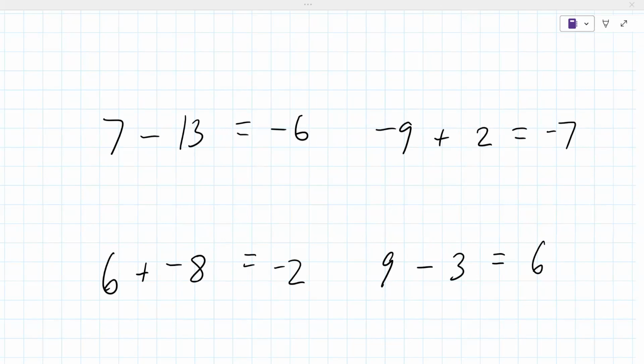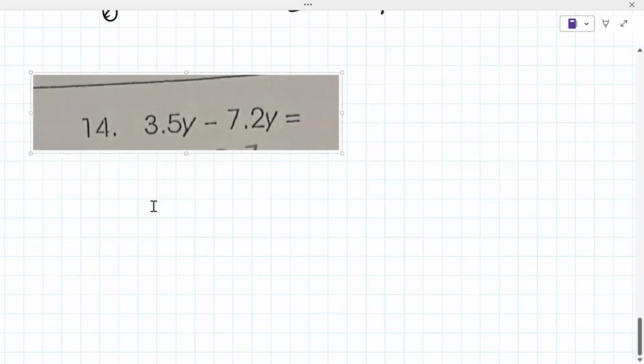Okay, so let's go back and look at 14 on your thing here. And I know it's got variables, but just ignore them for a moment. Just look at this as 3.5 minus 7.2. I know it's got decimals, which maybe is even more irritating, but that is what it's got. Do you agree that there's one positive and one negative here? This is just like what we've been doing, except we'll throw in the variable at the end here. Could you perform this math operation for us, please?